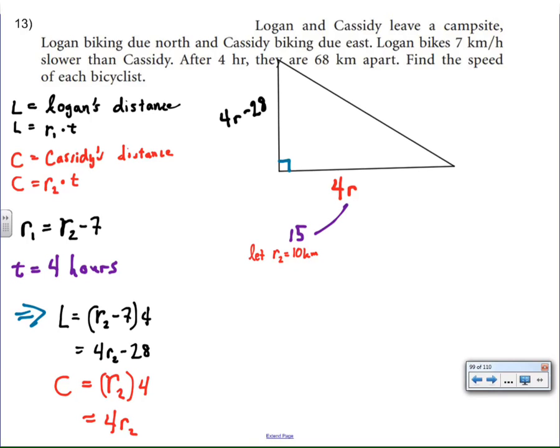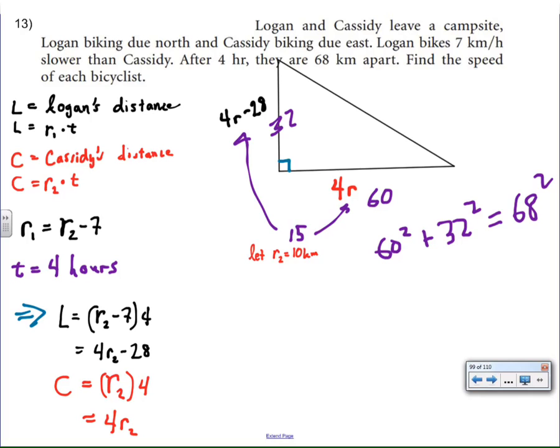And if we put in 15 here and here, we would end up with 60 minus 28, or 32 kilometers for Logan's traveling, and 60 kilometers for Cassidy's traveling. And a short check with a calculator would show us that 60 squared plus 32 squared is in fact 68 squared. So that's how we would be able to check our answers, using the most basic form possible. Rather than checking my equation, which could be wrong, I go right back to the triangle and find the distances after 4 hours, given the rates 15 kilometers per hour and 8 kilometers per hour.